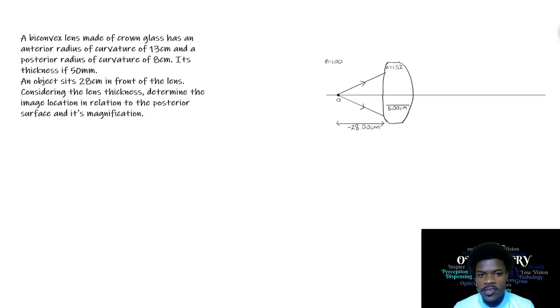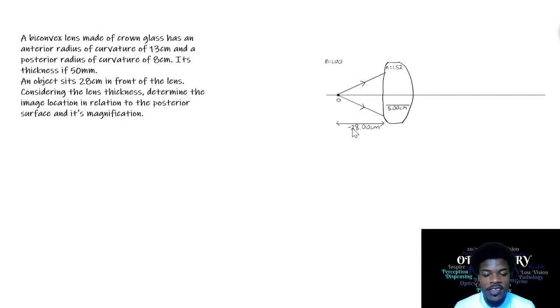So let's look at the diagram in terms of what the question is saying. Our first surface, the anterior surface, has a radius of curvature of 13 centimeters. Guys, that's around 0.13 meters. And our posterior radius of curvature, 8 centimeters, is approximately 0.08 meters. The thickness of the lens is 5 centimeters or 50 millimeters. And the object sits 28 centimeters in front of the lens.